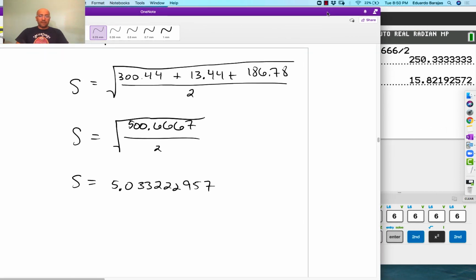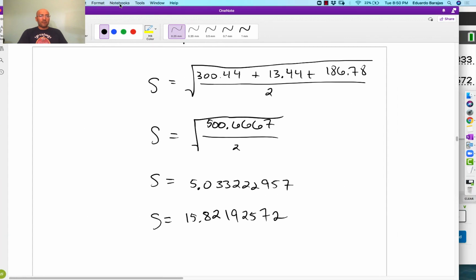let's erase this guy. So S is actually equal to 15.82192572, and this guy is wrong. So let's erase that right there. Not that guy. So this divided by 2, I think I divided it by 7 for some reason, or I'm not sure what I did. Square root of that whole thing, wrong answer. Okay, so the right answer is this one.